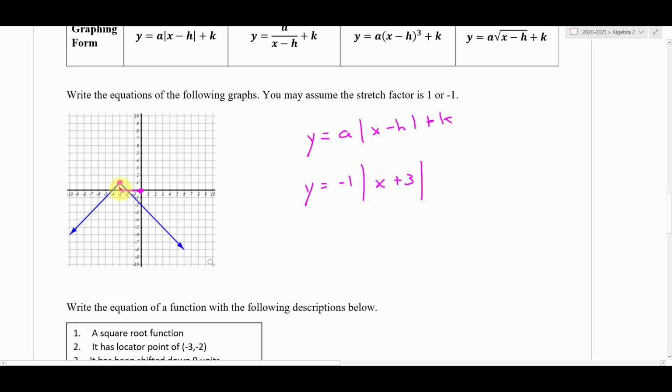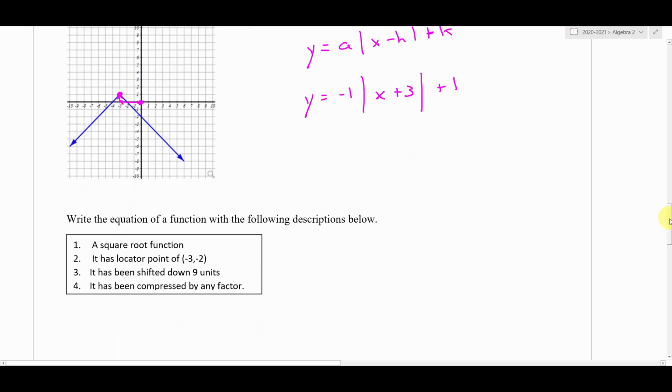And then I also notice that it has gone up 1. Right, so I went left 3 and up 1 to get to my new location, and to go up 1, I need a plus 1 where the k is. And now I have my A, my H, and my K, so my equation is complete. This is what I'm looking for.